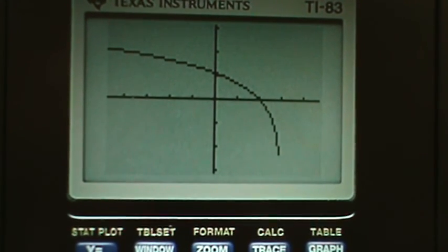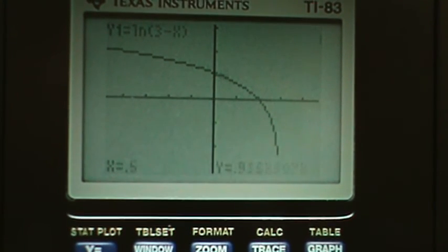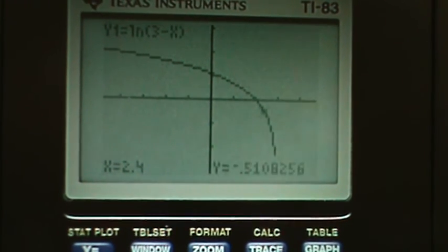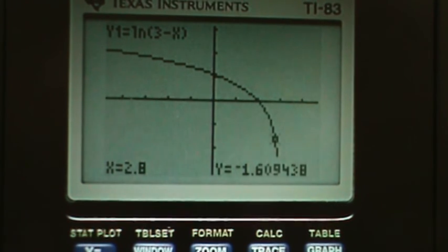Well, to verify that further, using the trace button, we can trace over and get near 3. Let's see, as we come near 3, notice now I'm at 2.8, 2.9, and when I cursor over to 3, there's no definition for y. So the x's are defined for only values that are smaller than 3, as we expected from the calculation of our domain.